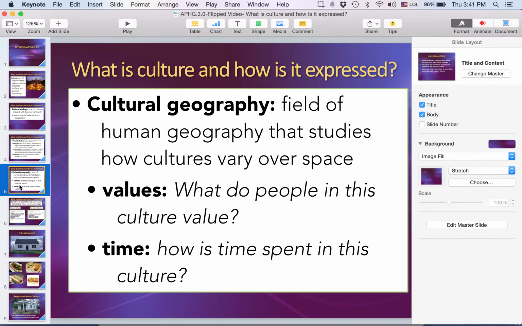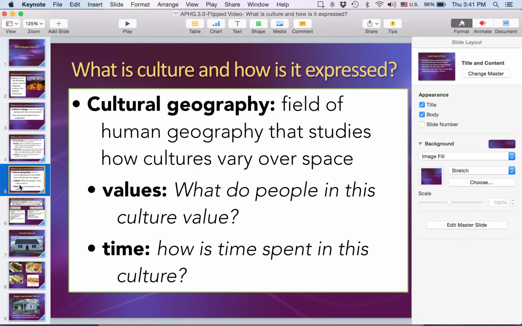Still under cultural geography, it studies what people value. What do they spend their time doing? What kind of morals are supported by this culture? I already mentioned this one too, but just time. How do people spend their time?